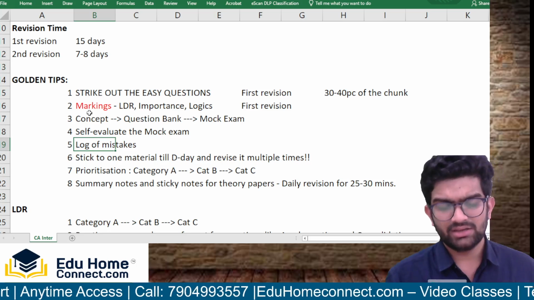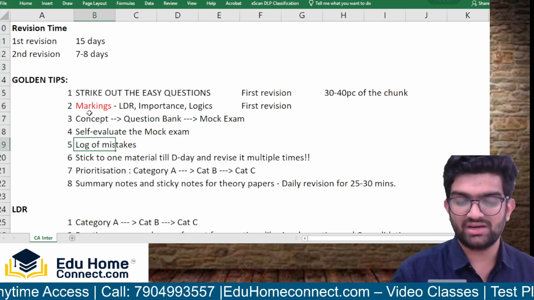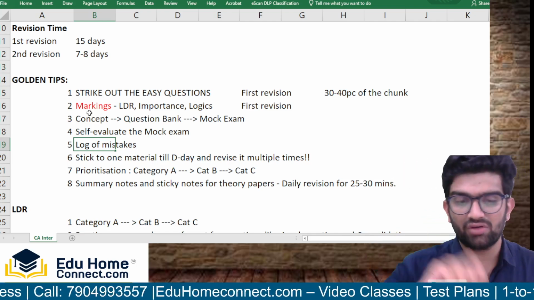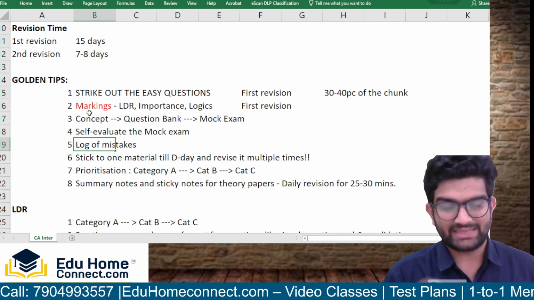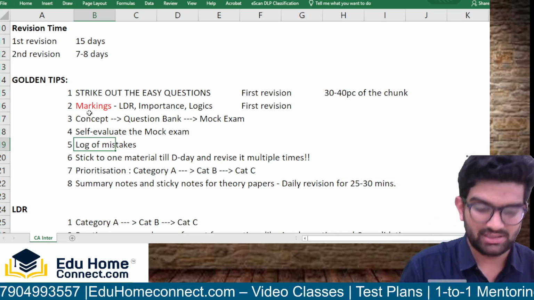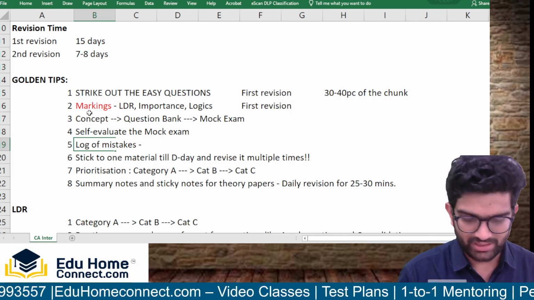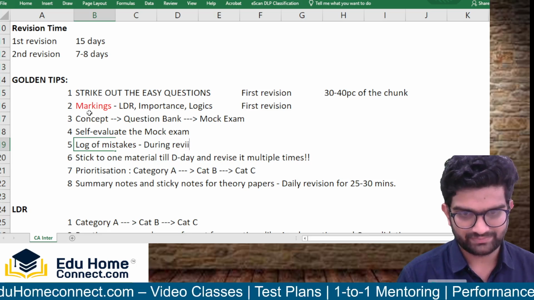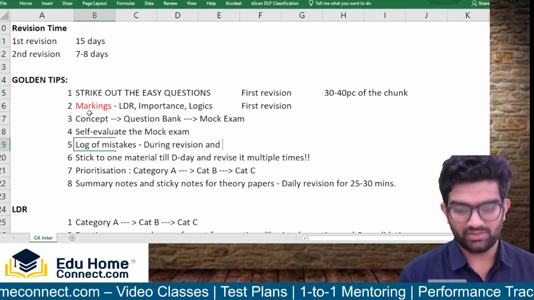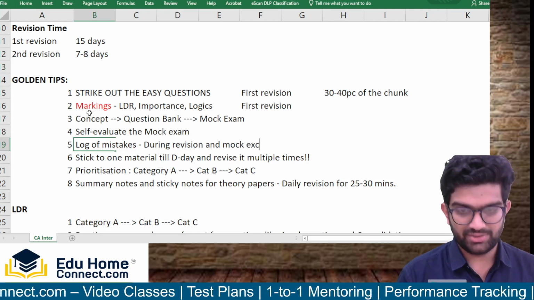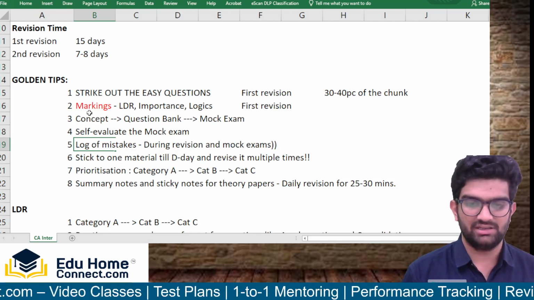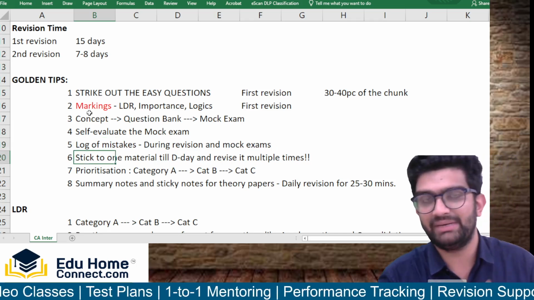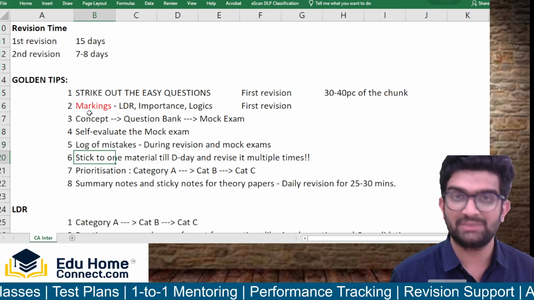And then, once you are evaluating this, you will be able to realize the mistakes that you are making. So you need to keep a log of these mistakes. You need to keep a diary where you note down these mistakes. These are the mistakes both during revision as well as during mock exams, and you need to keep revising these mistakes often so that you do not repeat them in the subsequent revisions. So repeating a mistake is a crime.